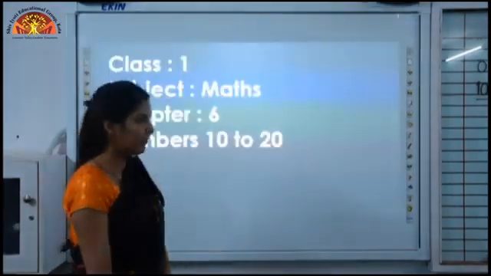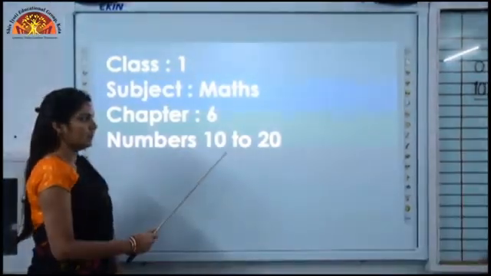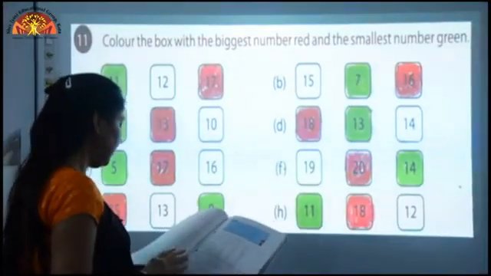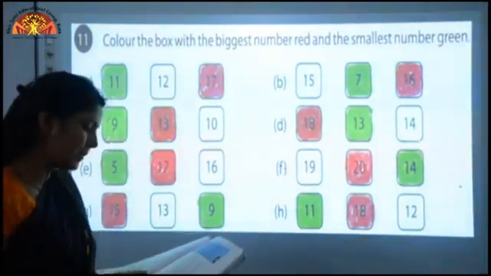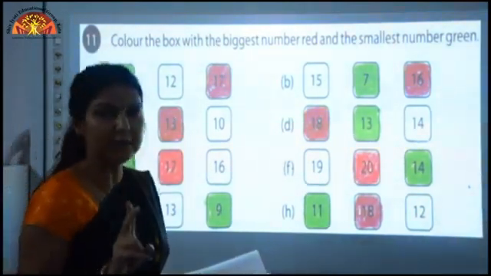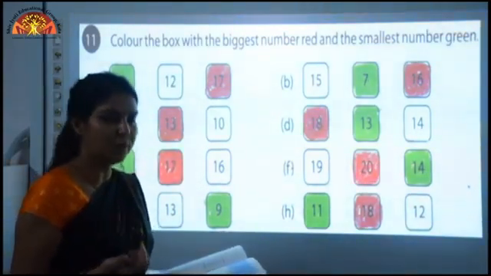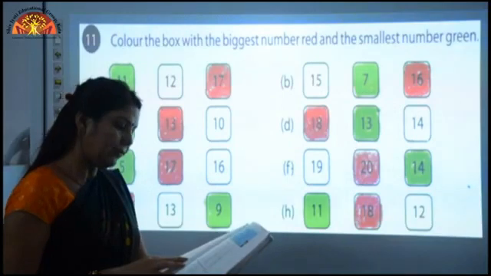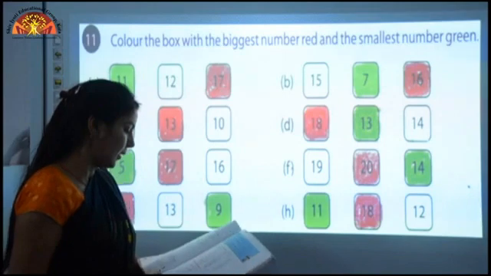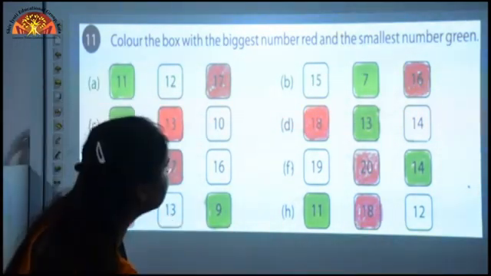Children, today we are going to discuss chapter 6, numbers 10 to 20. We have discussed this chapter already. Question number 11. Color the box with the biggest number red and the smallest number green. Here, children, three numbers are given. What you have to do, again, you have to find out the biggest and smaller. The smaller number you have to fill with green and the bigger number you have to fill with the red color. Numbers are 11, 12 and 17.